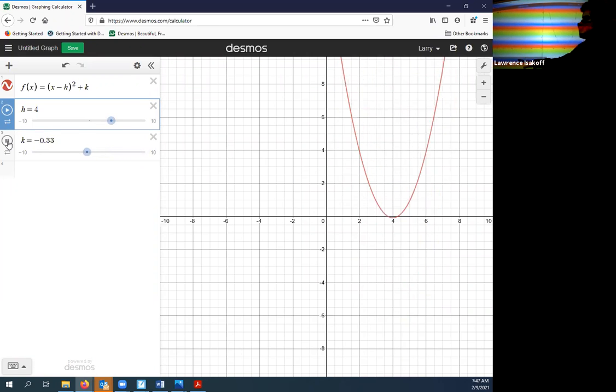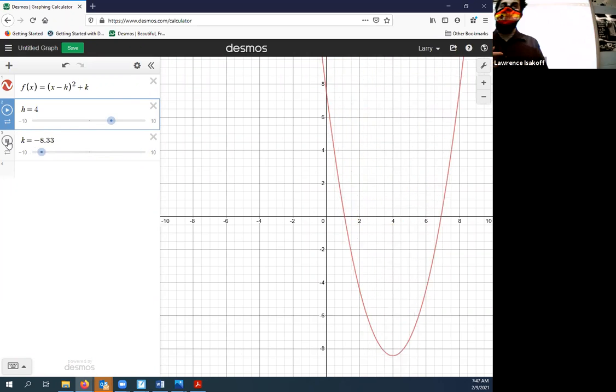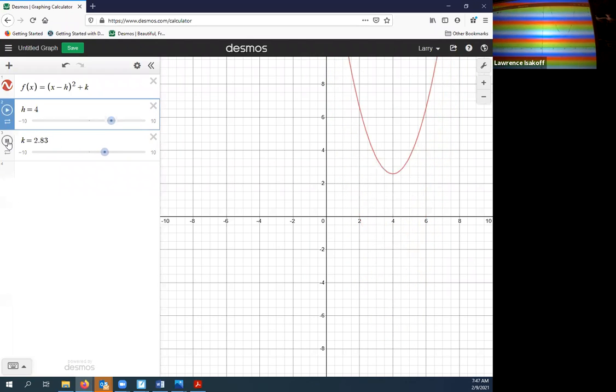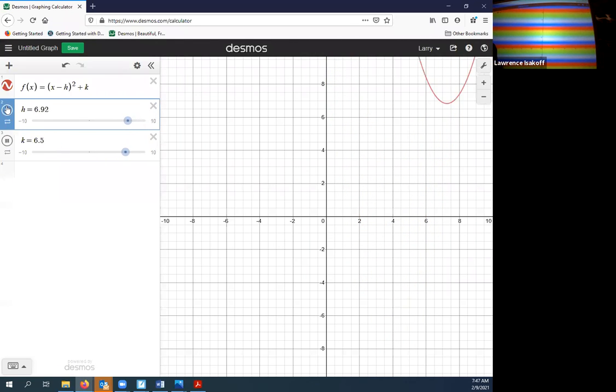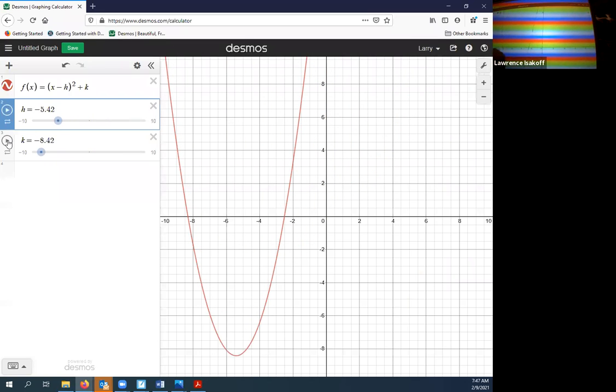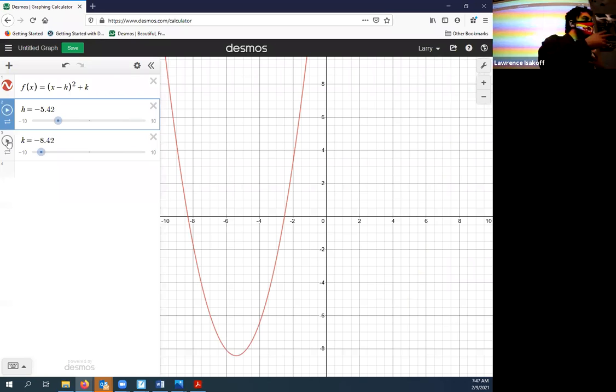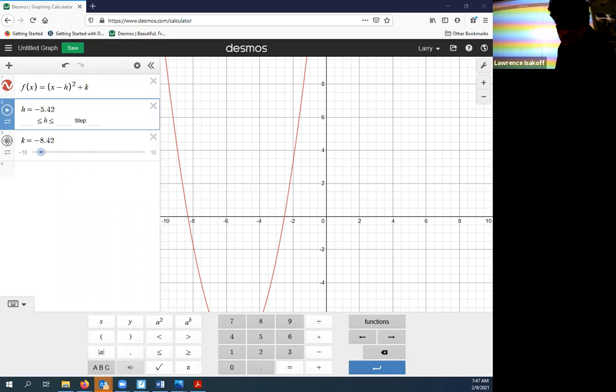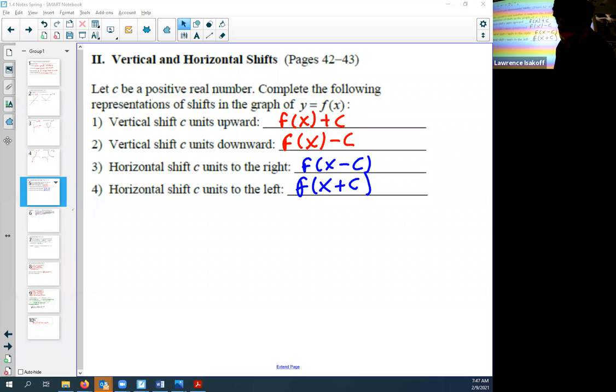You don't need to be perfect at playing with these sliders inside of Desmos. But I showed you how to do those earlier this year, just so you get a feel for some things that we might be exploring. Okay, so let's take a look back at the notes.